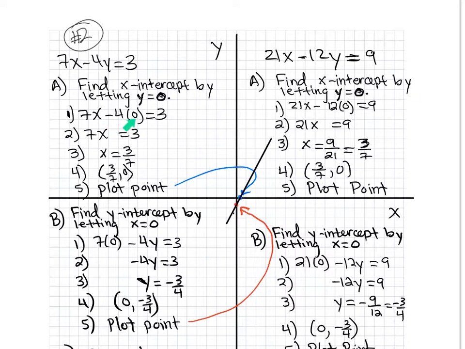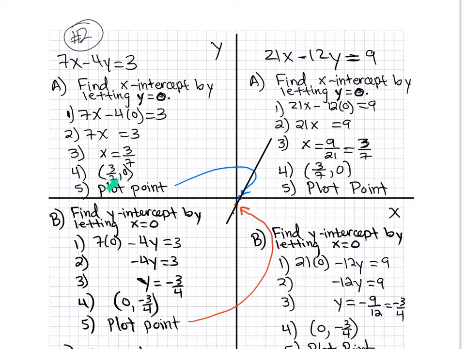Now, what is 4 times 0? Well, that would be 0. So then I just get 7x minus 0 equals 3. 7x minus 0 is just 7x. So now I've got 7x equals 3. In this third line, I divide by 7 on both sides, and then I get x equals 3 over 7.